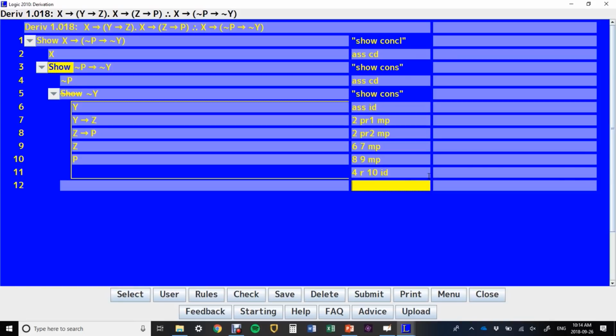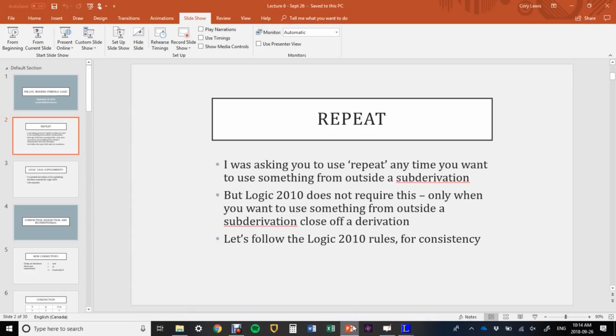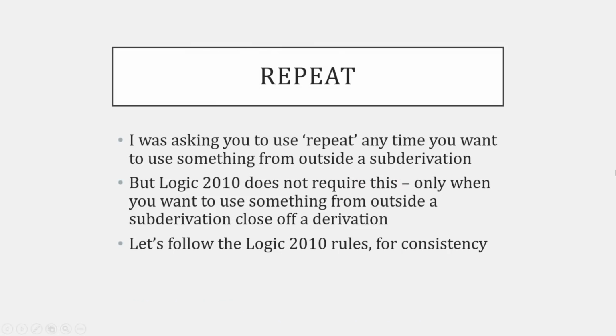Okay? Okay. I apologize for the confusion there. It was mine. Okay, so we're going to follow the Logic 2010 rules for consistency just between all of the elements of this course. Any questions about that?